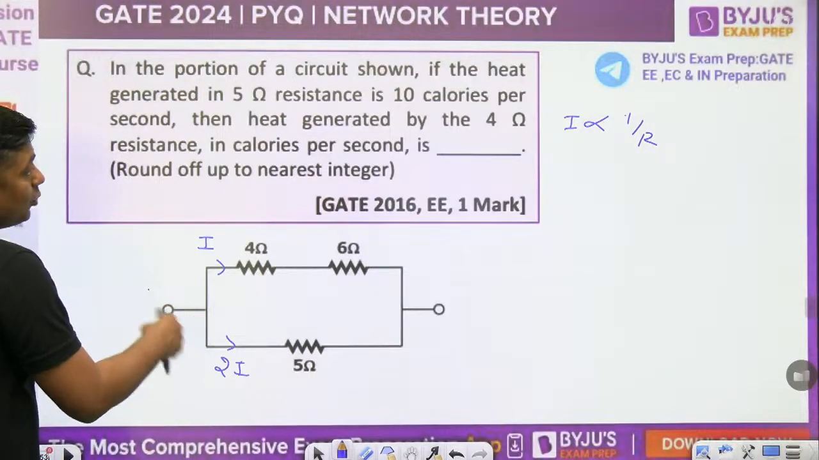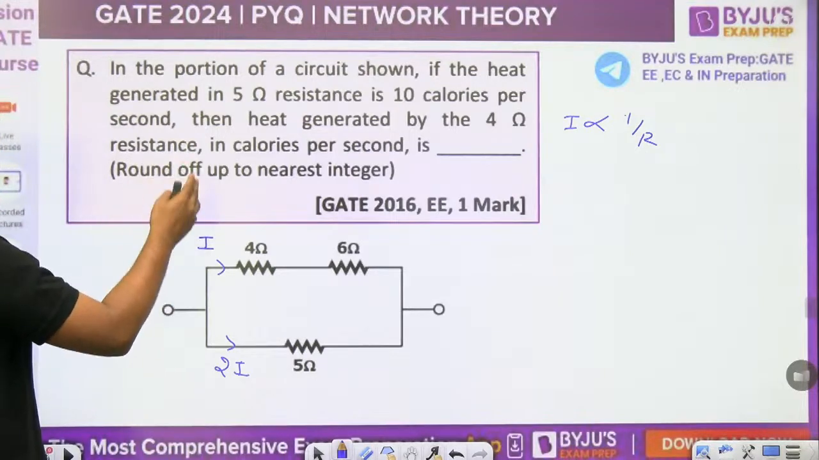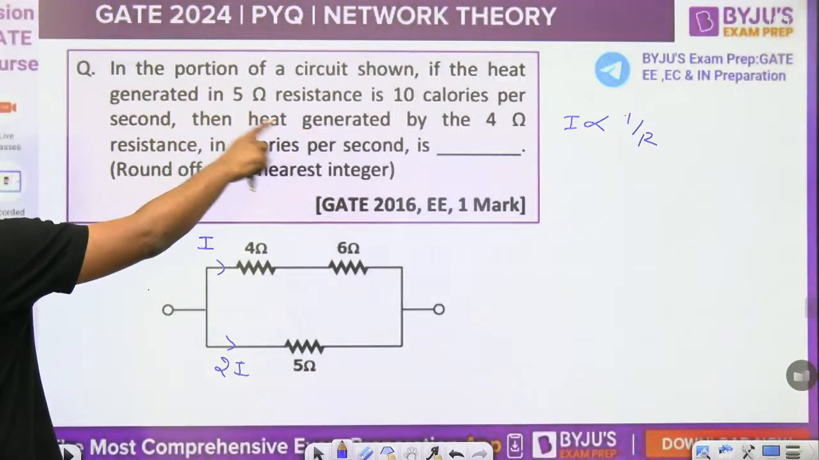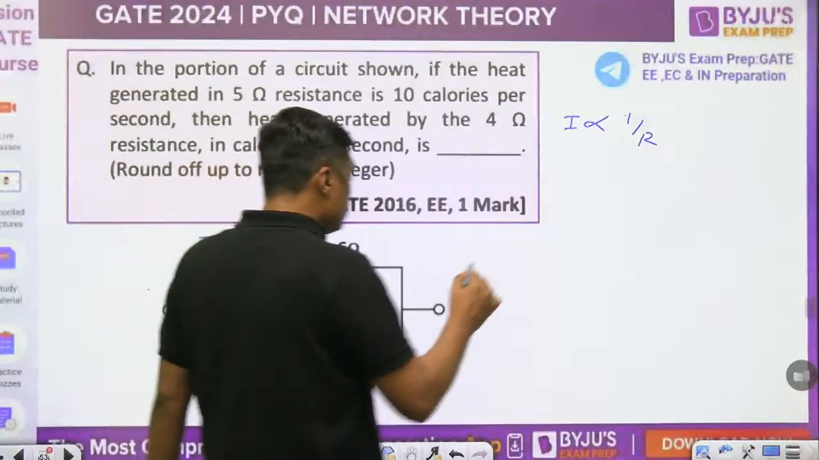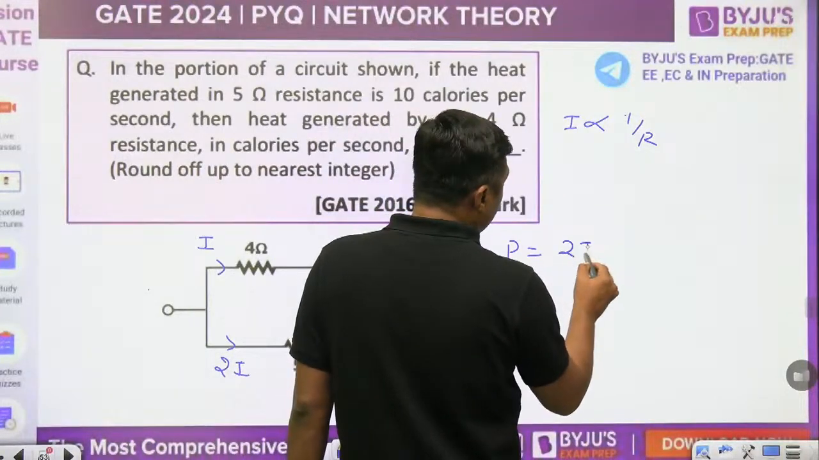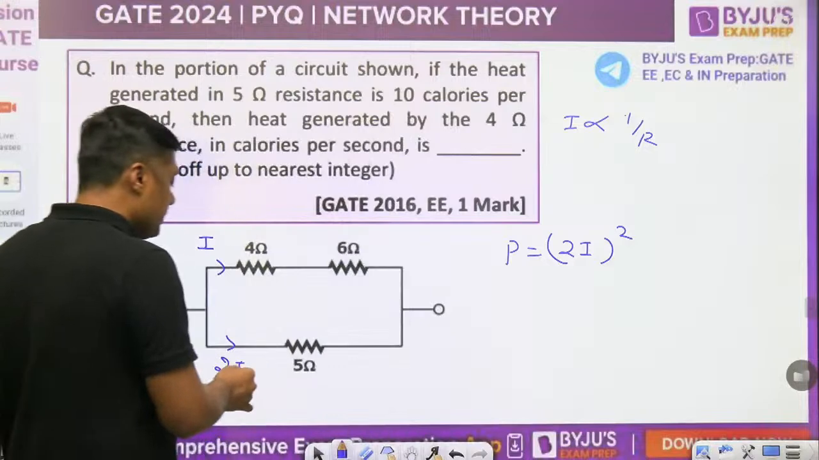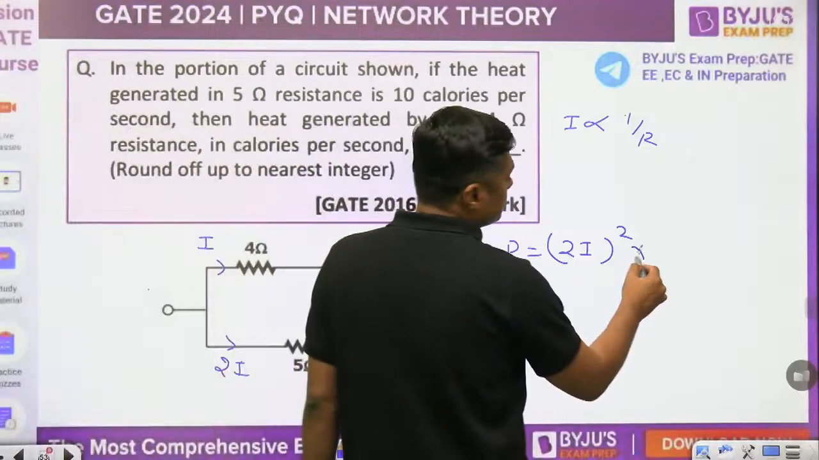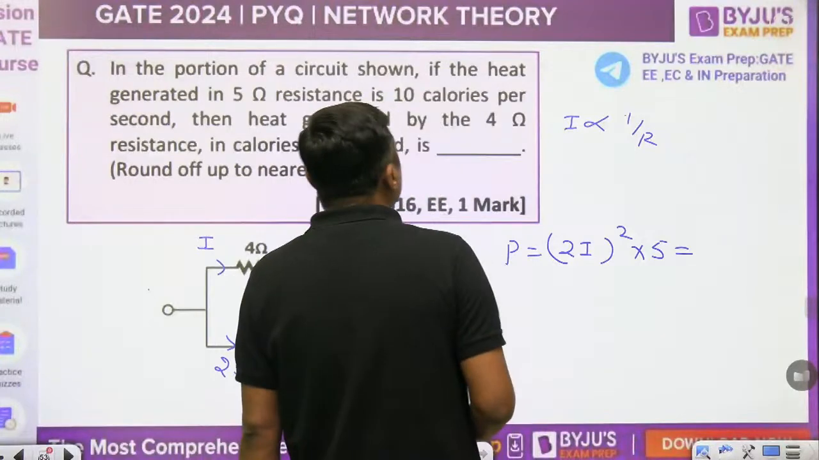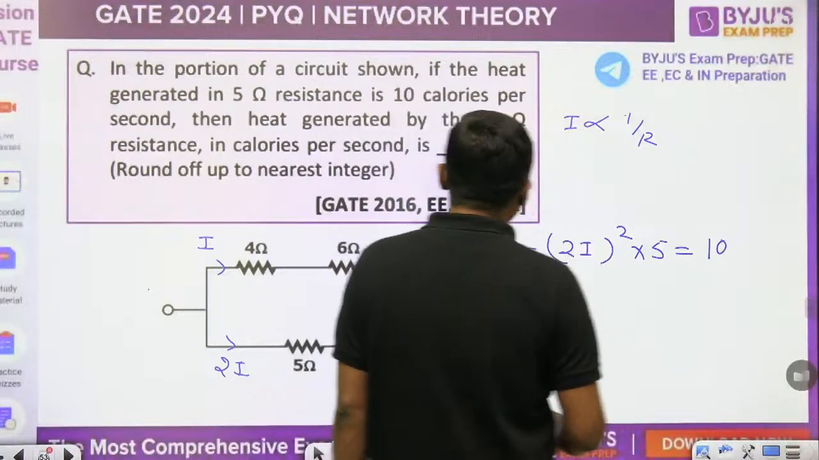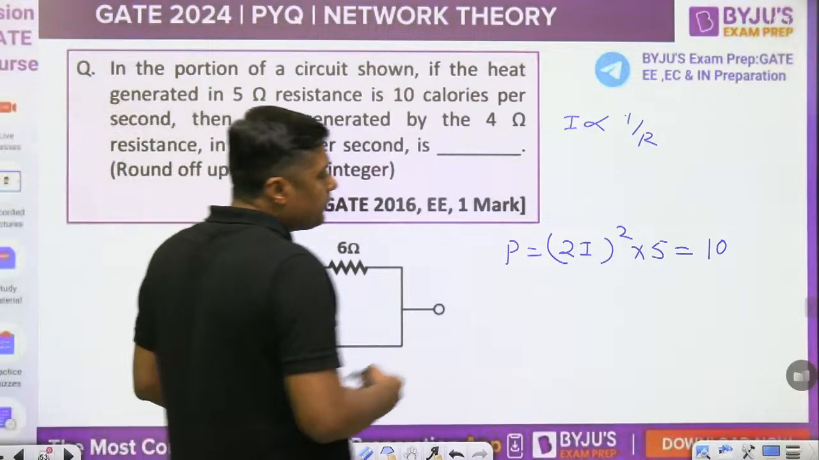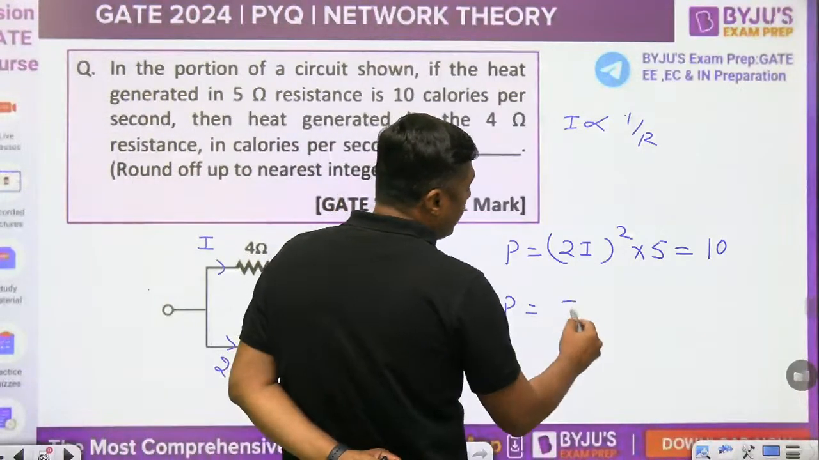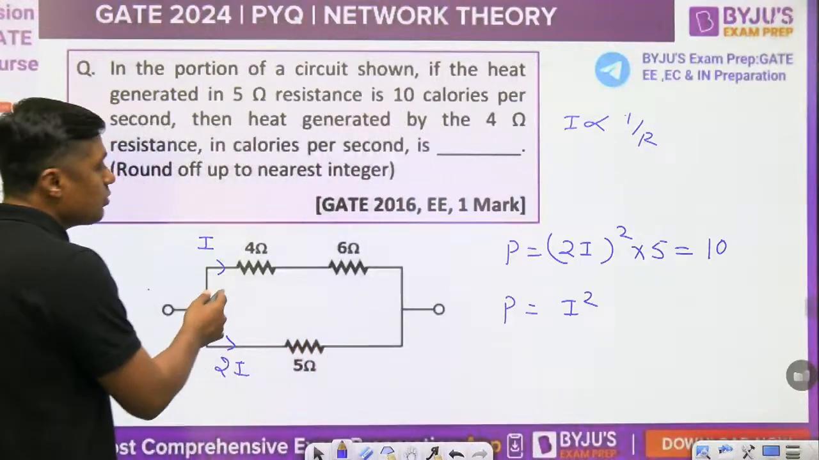Now, no need to convert calorie to joule. What is given? The 5 ohm resistor is 10 calorie per second. Now, per second means power. So what is the power? 2I square into 5, because the current is 2I. This is given as 10 calorie per second. Then what is asked? The heat generated by the 4 ohm resistance per second. So you can write the heat generated per second as I square into 4.